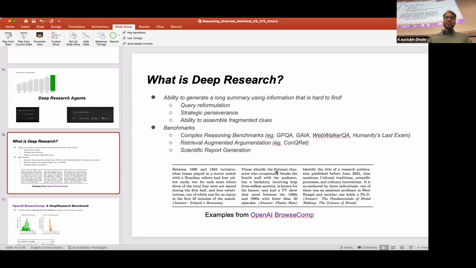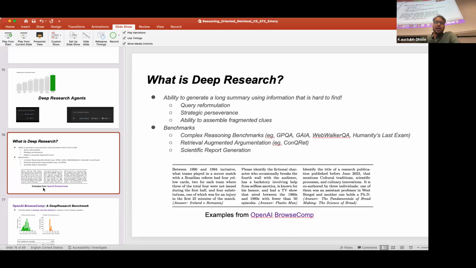Then there is this interesting dataset, BrowseComp, and you see the queries have a very complex nature, like: between 1990 and 94 inclusive, what teams played in a soccer match with a Brazilian referee, had four yellow cards, two for each team, where, and so on. These queries are complex in that they require creating appropriate queries as well as extracting evidence from different sources.